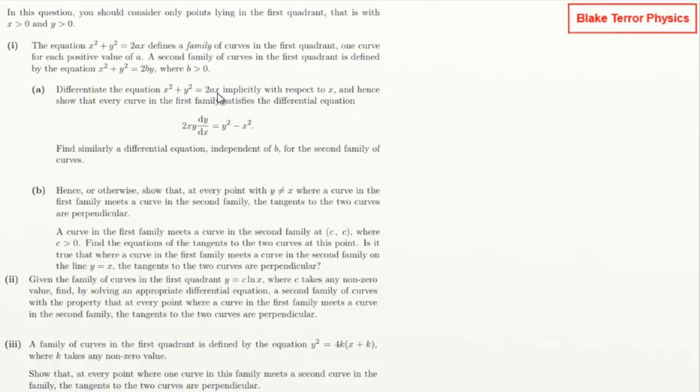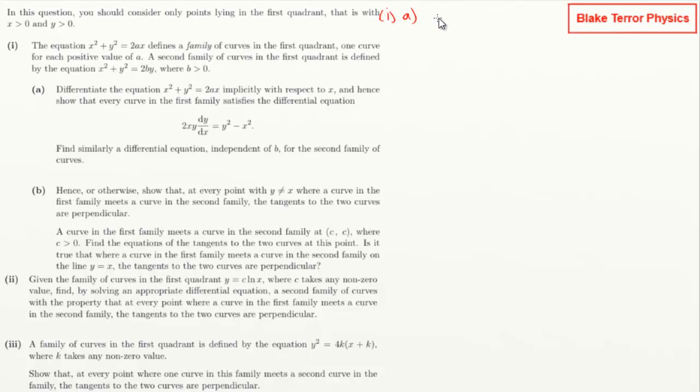A second family of curves in the first quadrant is defined by x squared plus y squared is 2by, where b is greater than 0. Okay. Part A, then: differentiate the equation x squared plus y squared equals 2ax implicitly with respect to x. Hence, show that every curve in the first family satisfies that. Right, that should be fairly straightforward, I would have thought.